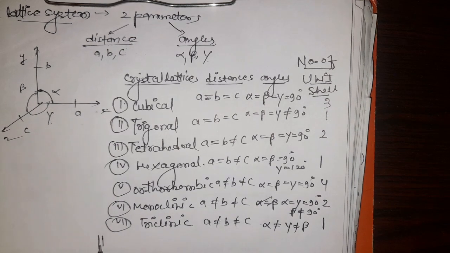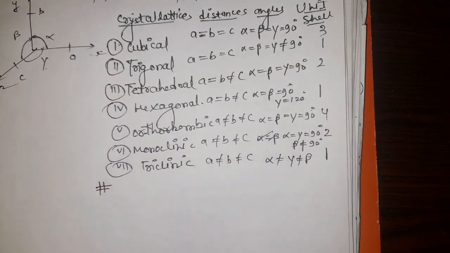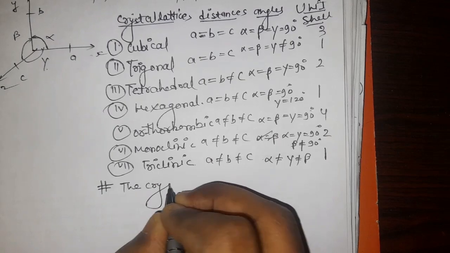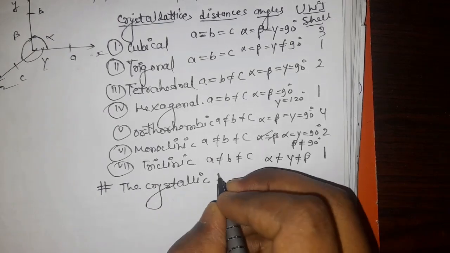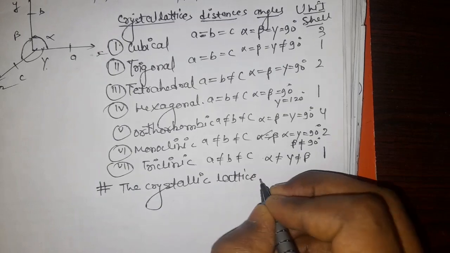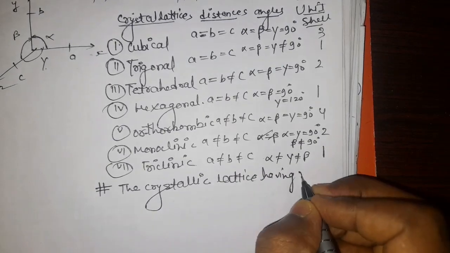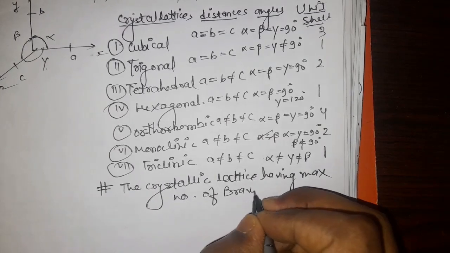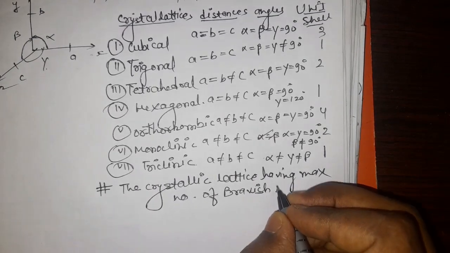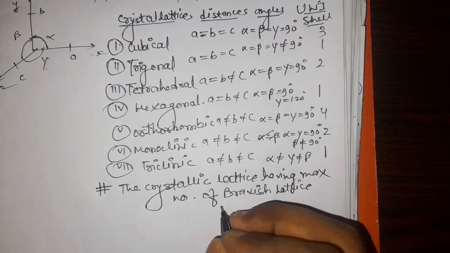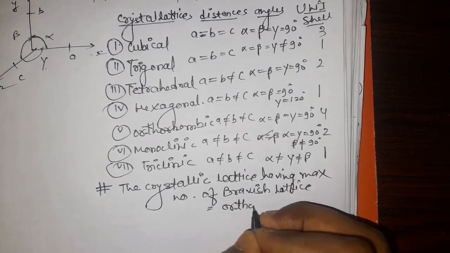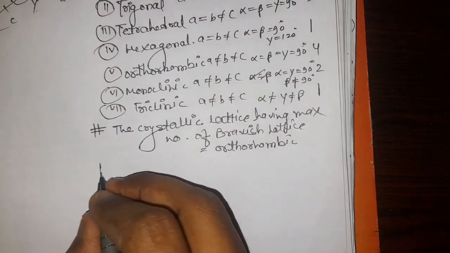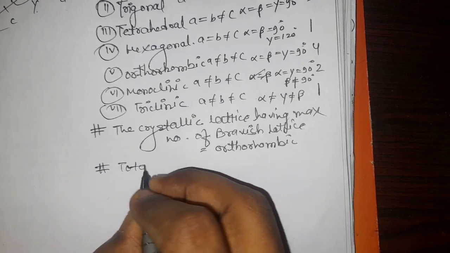And one of the important questions which is asked in the crystal lattice: which crystal lattice has the maximum number of Bravais lattices? That is nothing but orthorhombic.